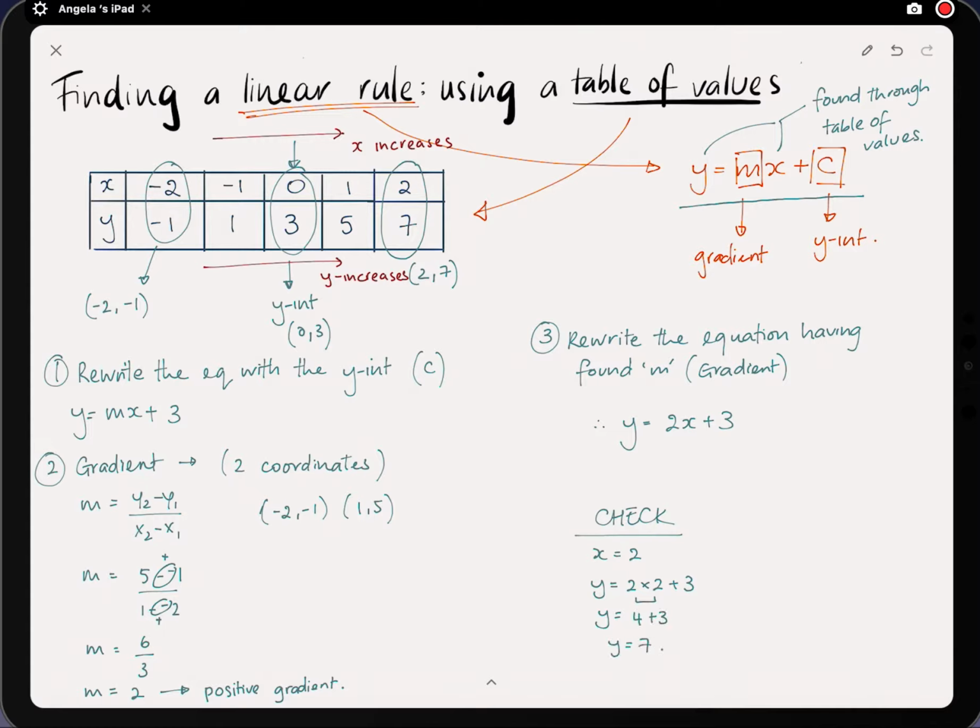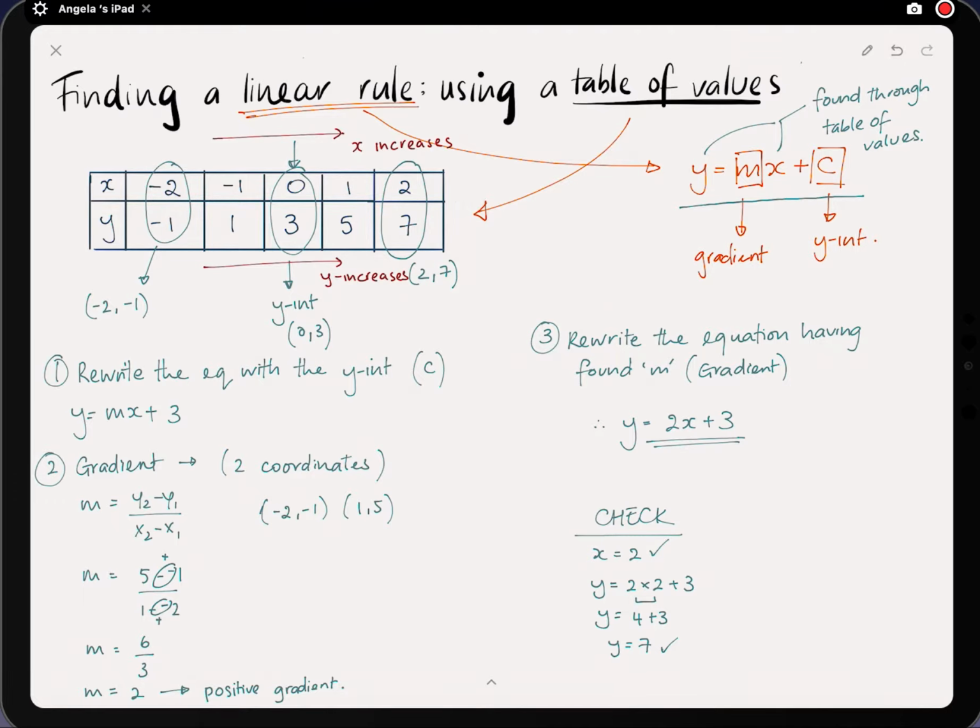So what this has told me is that this particular relationship says that when x is equal to 2, y is equal to 7. That's correct, and we can see that if we look back at our table of values, when x is 2, y is 7. And what we've just proven is that our equation we found, so y equals 2x plus 3, is correct for the given values in our table of values.